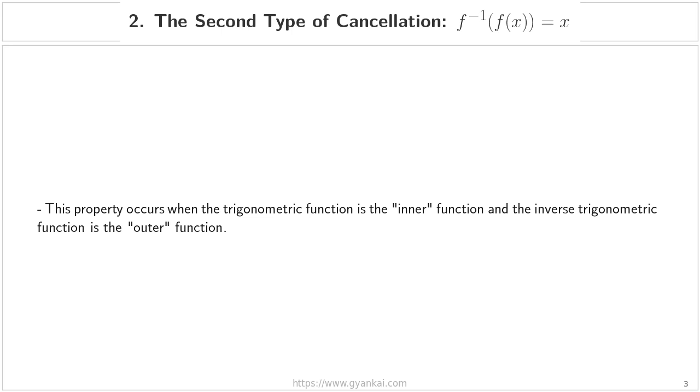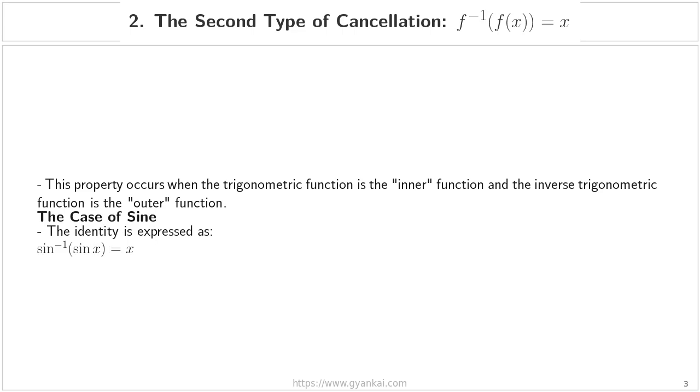Now that we have explored the first type of cancellation, where the inverse function was on the inside, let us move on to the second type of cancellation. In this scenario, the roles are reversed. This property occurs when the trigonometric function acts as the inner function and the inverse trigonometric function is the outer function. Let us examine the case of sine.